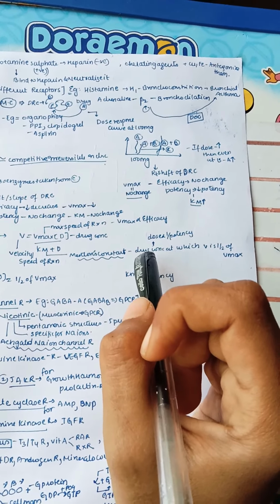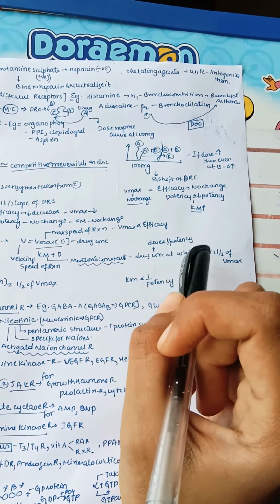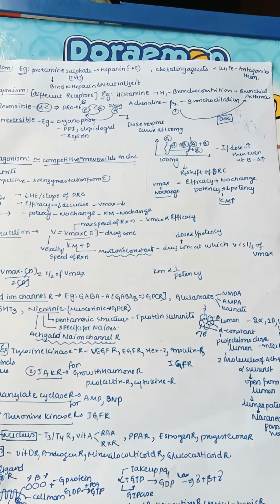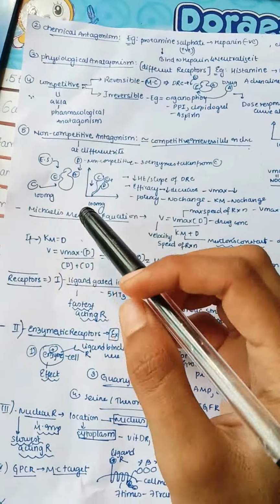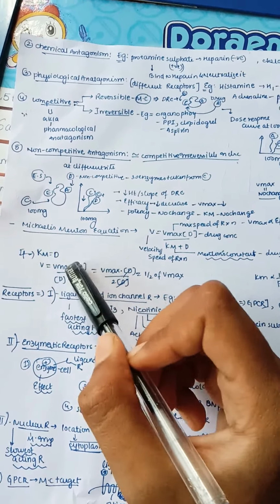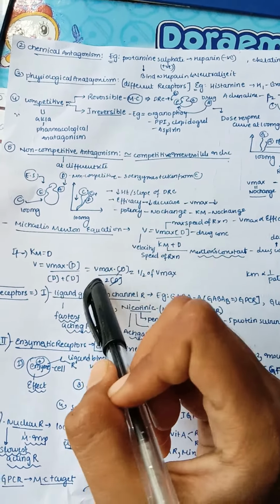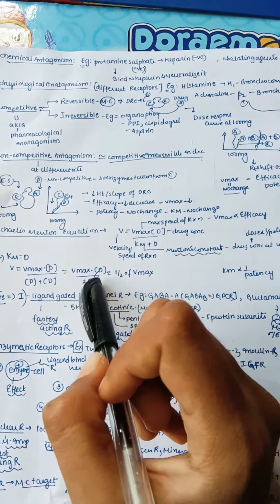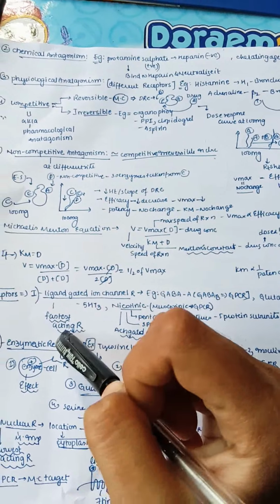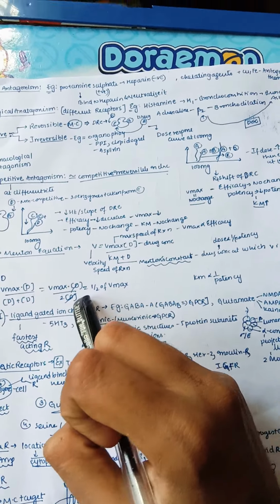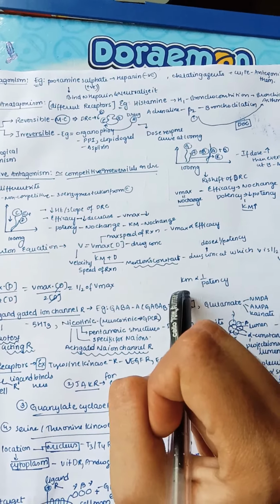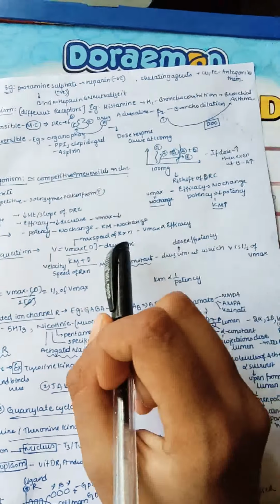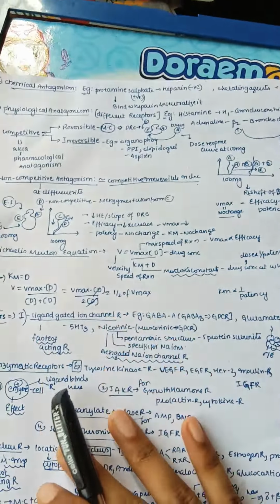So the drug concentration, here the dose, is inversely proportional to potency, and Km is also inversely proportional to potency. For example, if we take Km is equal to D, then V is equal to Vmax into D by, instead of Km we put D. D plus D, then 2D, D cancels, so half of Vmax we get. So by this equation, Km is inversely proportional to potency and dose is inversely proportional to potency.